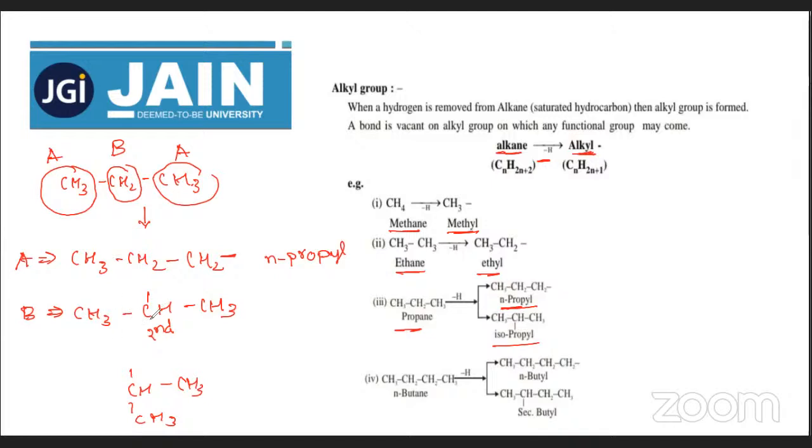From this side, if you come, this is the second. From this side also, if you come, this is attached. Because on the second last carbon you have one CH3 attached, this is why we write it as isopropyl.